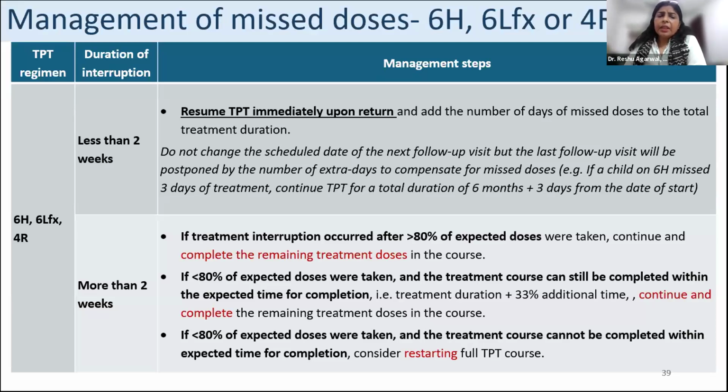If the patient had taken less than 80% of the expected doses, and the treatment can still be completed within the expected duration, that means 133% of the time, the duration of the regimen plus 33% additional time, then you can continue and complete. But if the patient has taken less than 80% of the doses and treatment cannot be completed within the treatment duration plus 33% of the additional time, in that case, you will have to consider restarting the course.